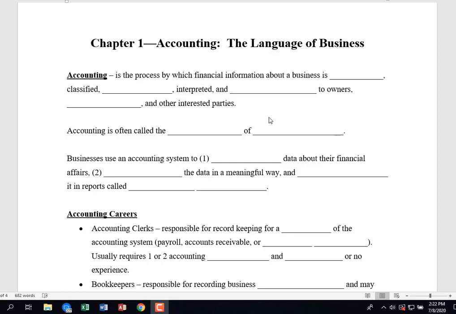Accounting is often called the language of business because it's used to communicate financial information, and people all over the world understand financial information. Businesses use an accounting system to accumulate data about their financial affairs, classify that data in a meaningful way, and then summarize it in reports that are called financial statements. And if you work in an accounting department, the goal every month is to produce the financial statements that you can give to the management team who use those to make decisions.